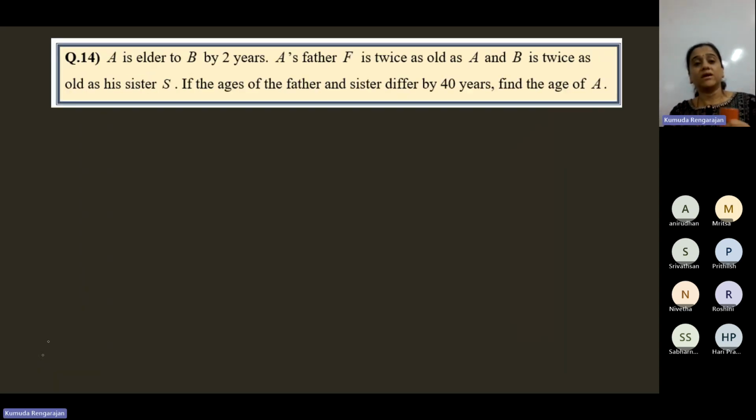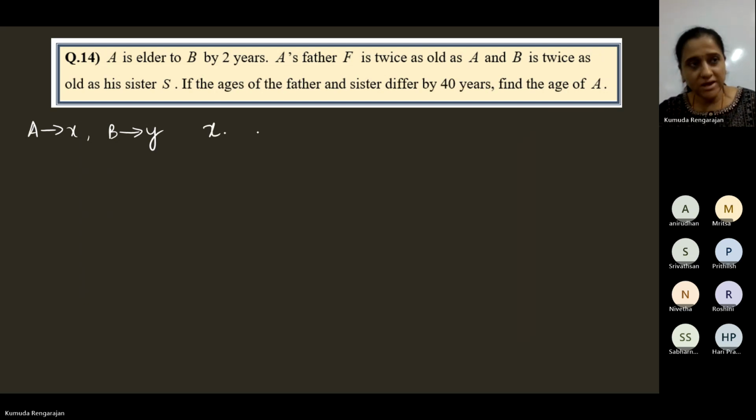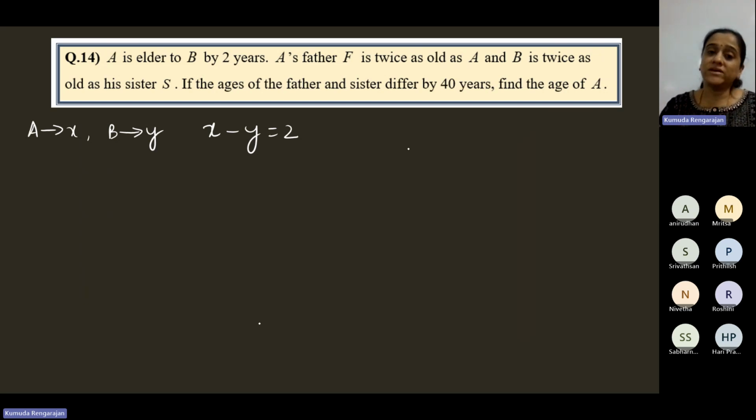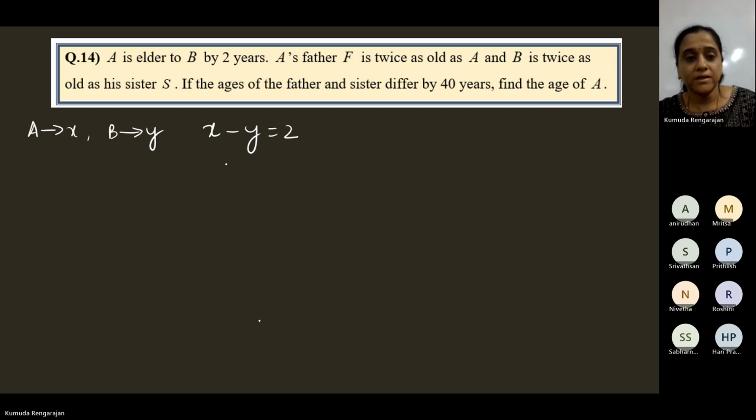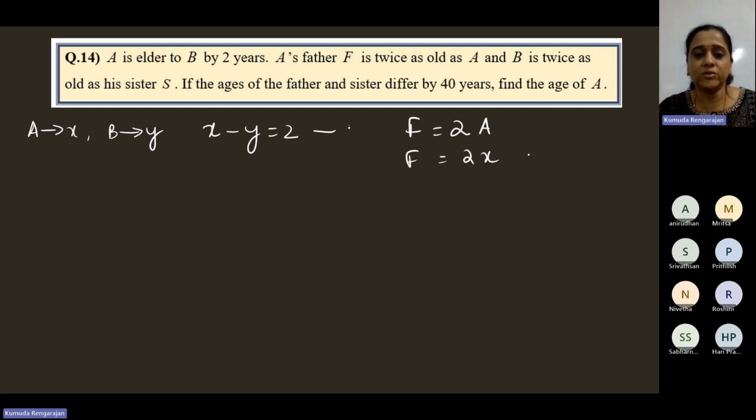Okay. A is elder to B by 2 years. So here it's very clear. A is X, B is Y. A is elder to B by 2 years. So what's the equation? A is elder, so X minus Y is equal to 2. So that's the only equation you can construct here. A's father F is twice as old as A, so F is equal to 2x. Okay, this is one equation.